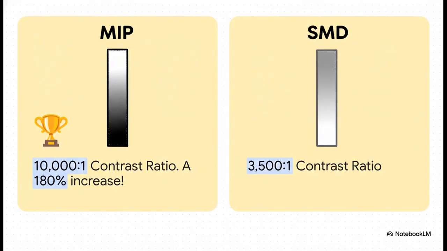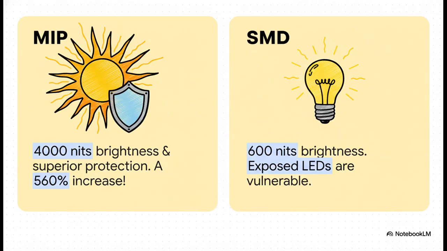Let's get real specific here. In a fight for the best outdoor screen, how does the new MIP tech do against classic SMD? Honestly, the numbers are just staggering. MIP gives you a contrast ratio of 10,000 to 1. SMD, only 3,500 to 1. That's a 180% increase. What that means in the real world is that your blacks are actually black, not some washed out gray. And that makes all the colors just pop off the screen, even when you're fighting glare from the sun.